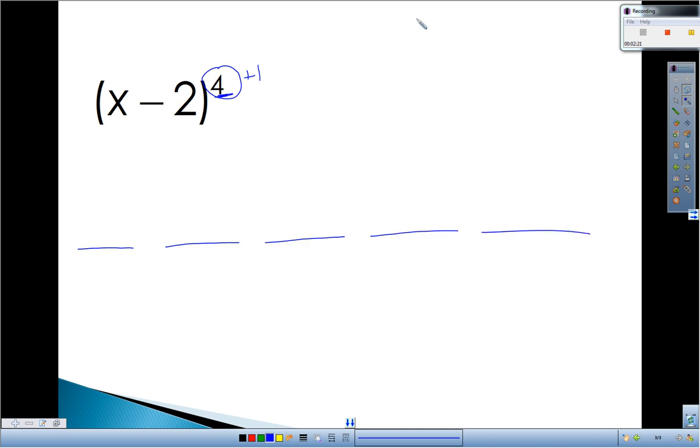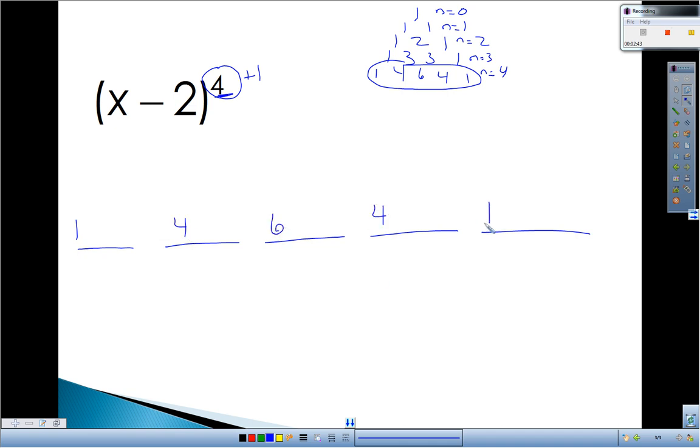I'm going to look at Pascal's triangle. 1; 1, 1; 1, 2, 1; 1, 3, 3, 1; 1, 4, 6, 4, 1. And remember, this is row 0, row 1, row 2, row 3, and row 4. Since this is a power of 4, I'm going to use these coefficients. So I'm going to have 1, 4, 6, 4, and 1.